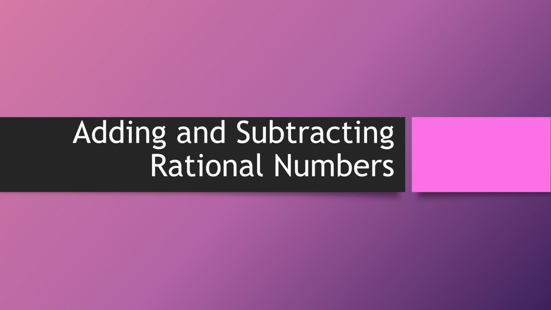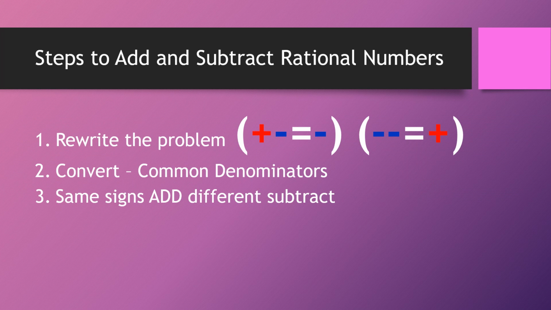So today's lesson is on adding and subtracting rational numbers. When you're working on adding and subtracting rational numbers, certain things to keep in mind is to make sure you rewrite the problems. If you ever see two signs next to each other, if you see a negative and a positive next to each other, that turns to a negative.